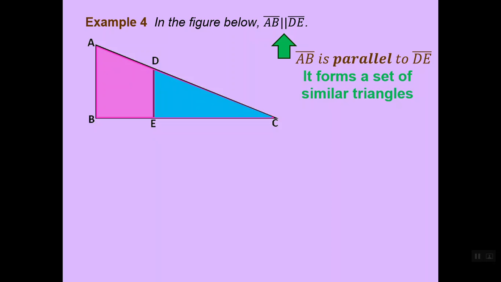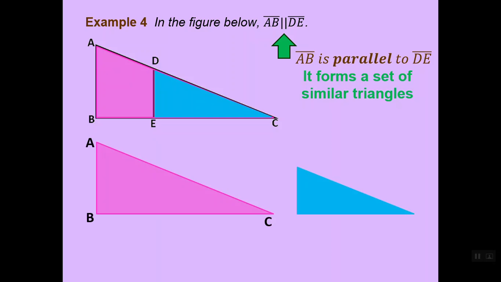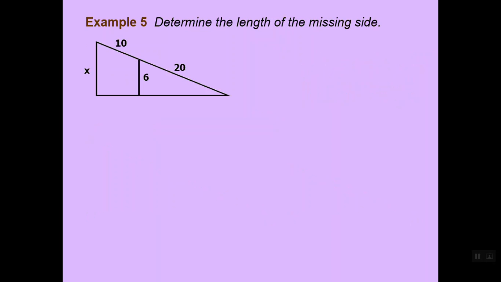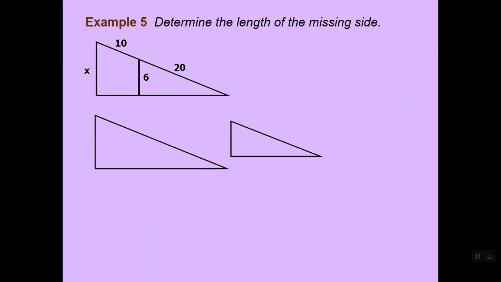So for some people, it really helps to redraw it as two separate triangles. So we can write our big triangle, ABC, draw it and label it, and then draw the small triangle, DEC, separately, so it's easier to keep track of what's what. All right, now in example 5, we've got that very situation. So the first thing I'm going to do is redraw it as two separate triangles. So I've got my triangles here, and now I'm going to label them.